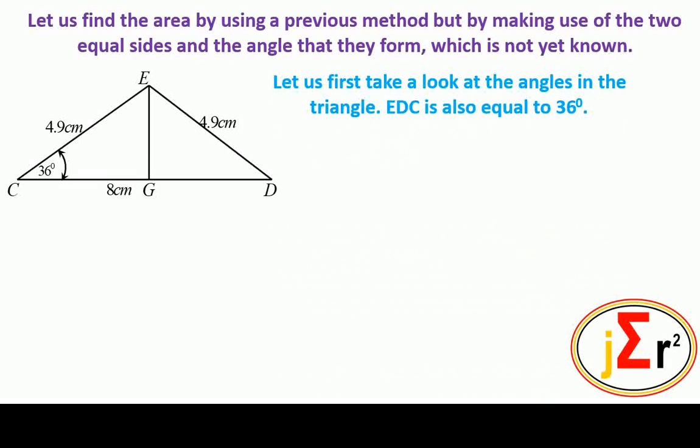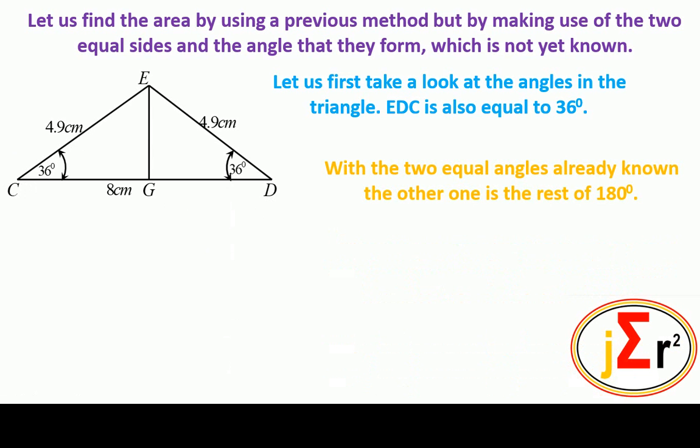Let us first take a look at the angles in the triangle. We have 36 degrees here. EDC is also 36 degrees. We have ECD, which is 36 degrees, and EDC is also 36 degrees. It's an isosceles triangle, and we identify the two equal angles easily. Those two angles are already known.